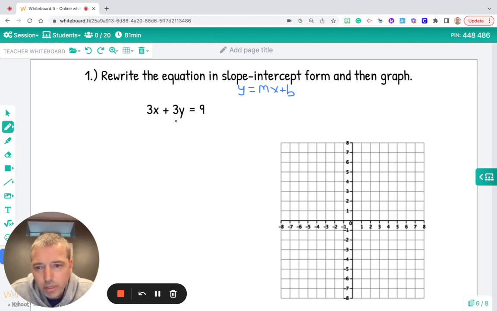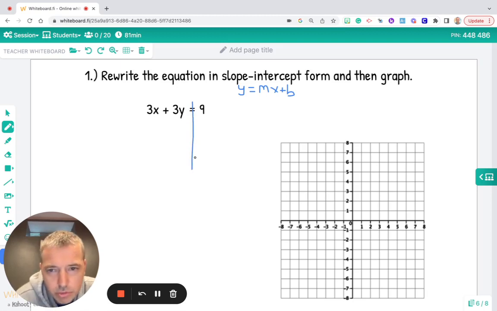Eventually in algebra you learn how to graph in standard form, but before we can graph here, we want to get this y by itself so we can get it ready to graph. So I want to isolate y. I'm going to draw my line down my equals, just so I remember whatever I do to one side I have to do to the other.